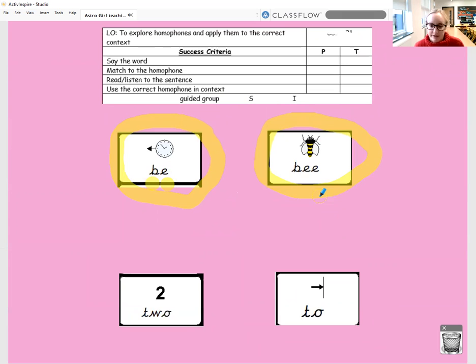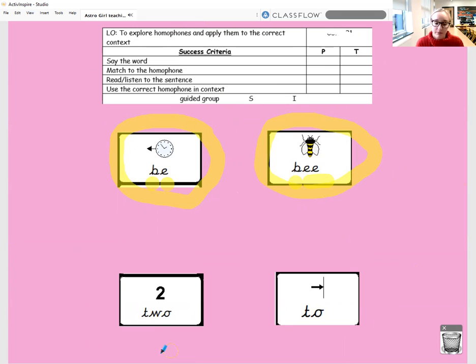But this one is slightly different because, first of all, it's an insect. Okay, so it's different because it's an insect, whereas this is a verb, so a noun and a verb, but also it's spelt differently. So we've got a B and two E's, which is the sound we've actually learned in phonics today. So these are two different homophones, but they mean different things. Let's have a look then down at the bottom.